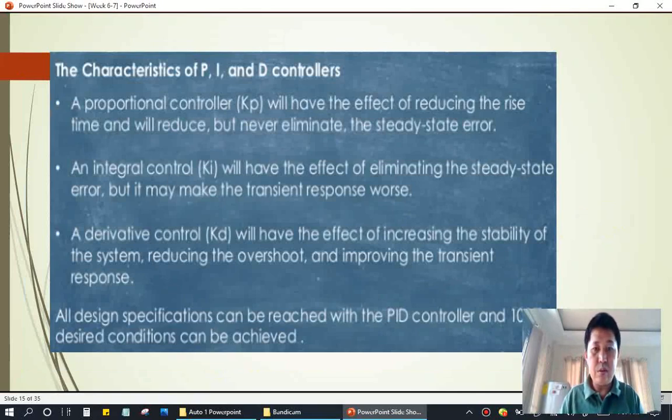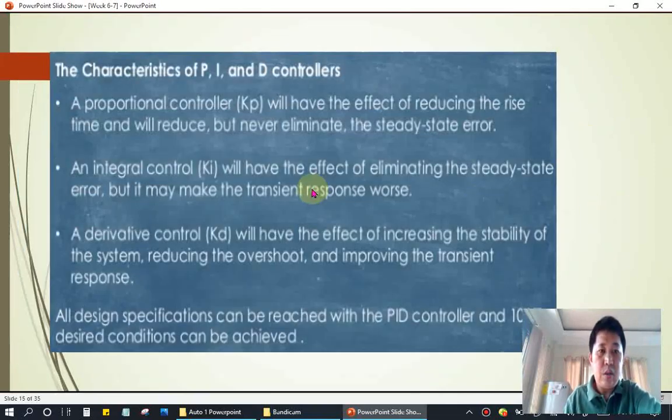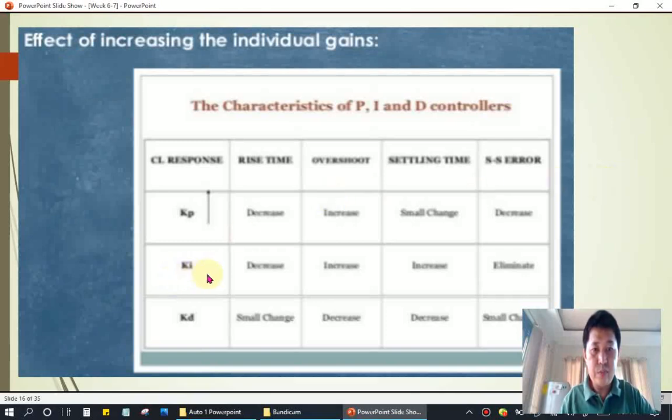So we'll continue. Proportional control, KP, will have the effect of reducing the rise time and will reduce, but never eliminate, the steady state error. So here, this one. An integral control will have the effect of eliminating the steady state error, but it may make the transient response worse. Here, PI.